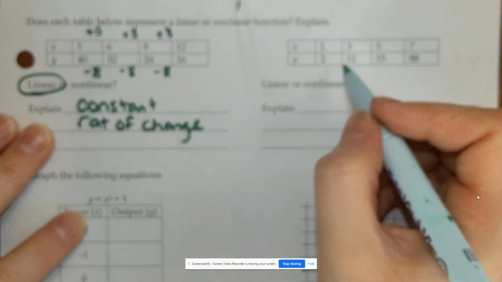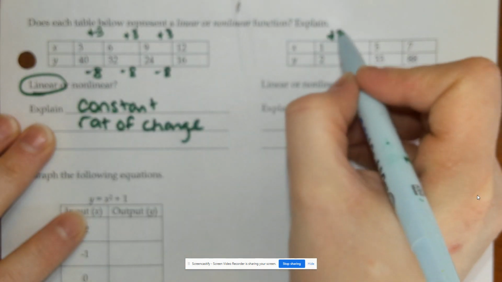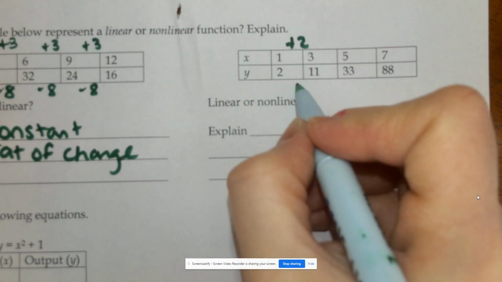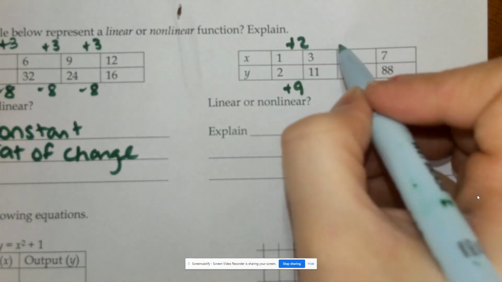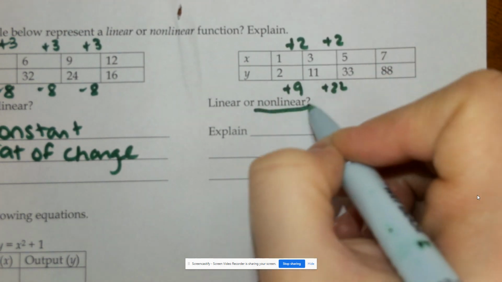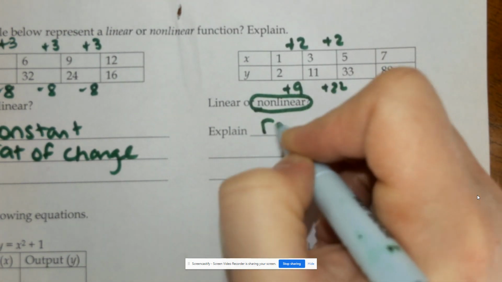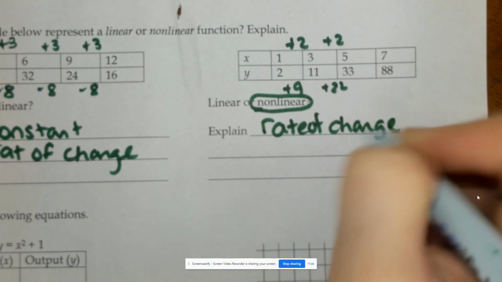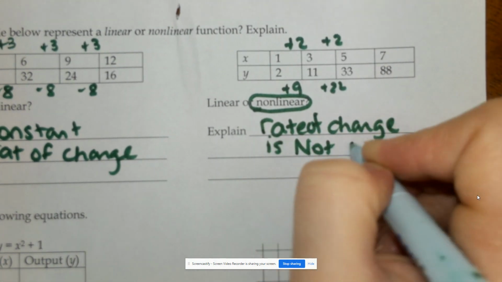Then we've got over here the second one. Top one is going up by 2. And the bottom is going up by 9. The input going up by 2, the output going up by 22. That's enough for us to know that it is nonlinear. Rate of change is not constant.